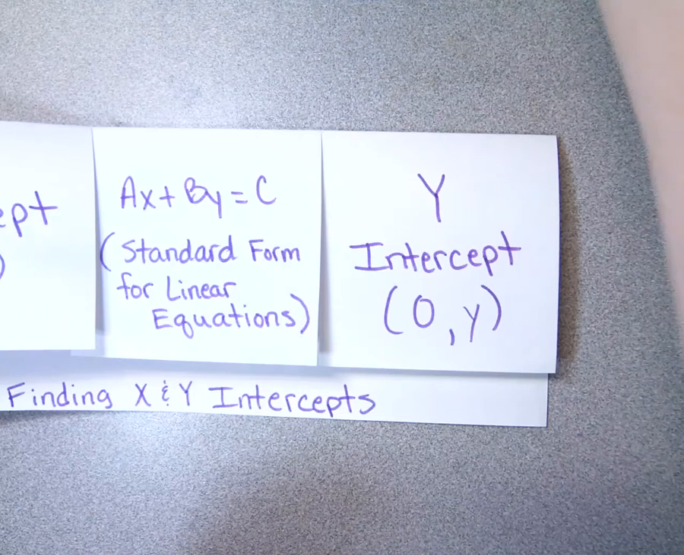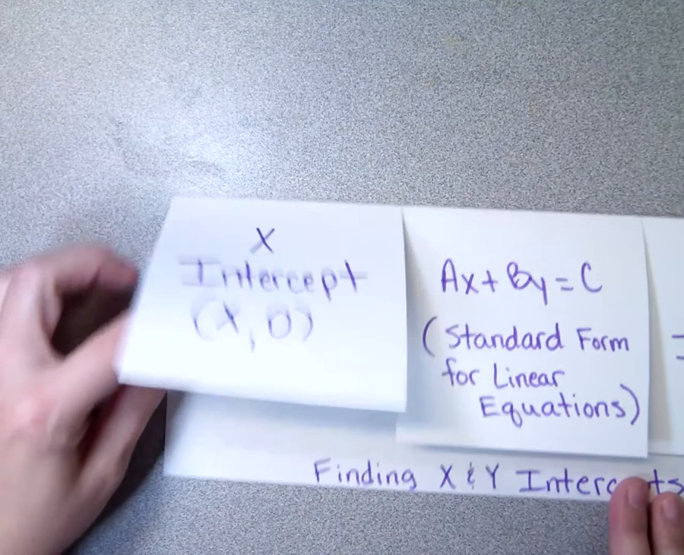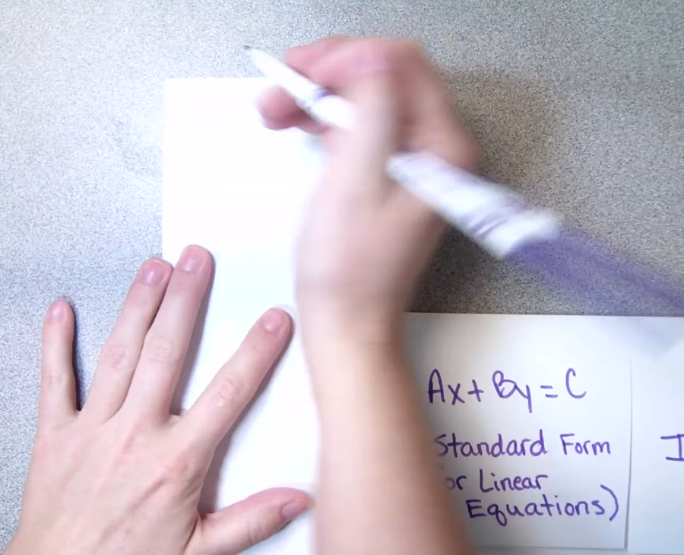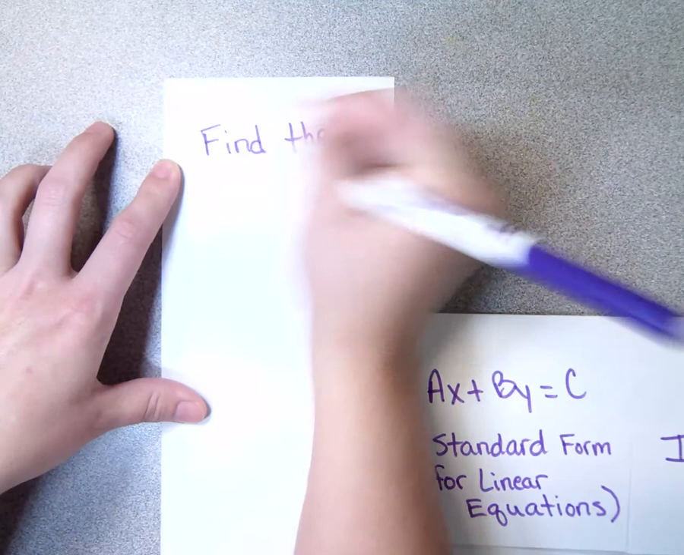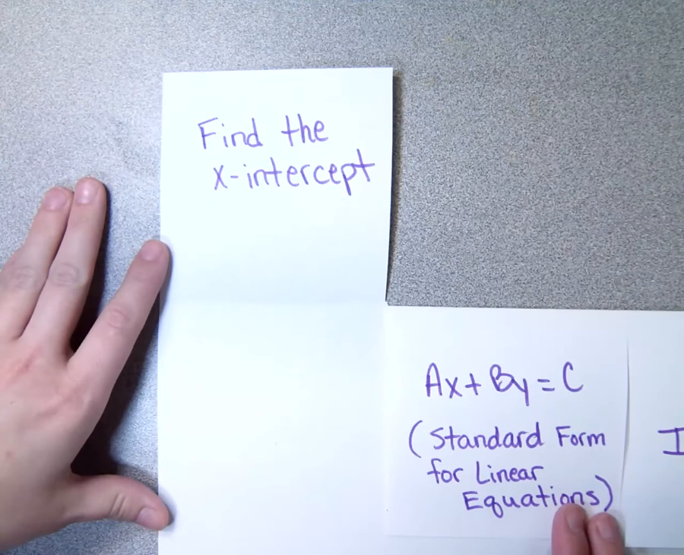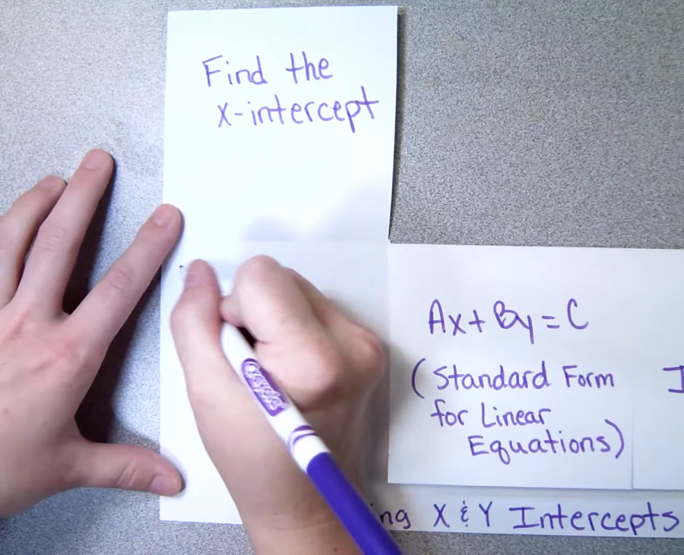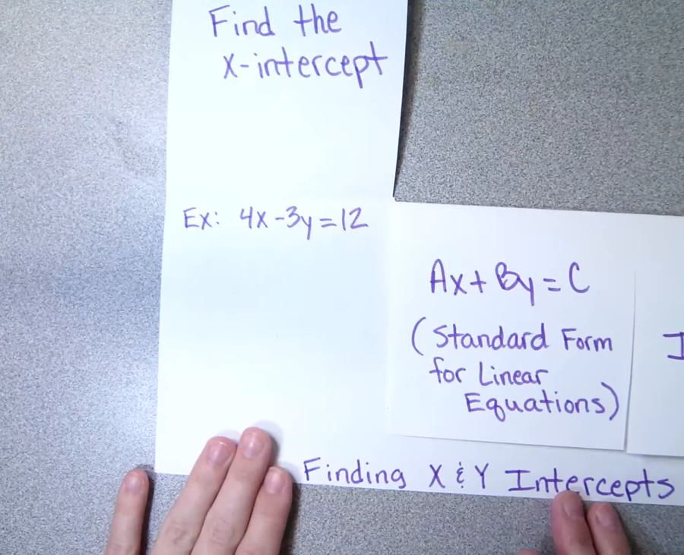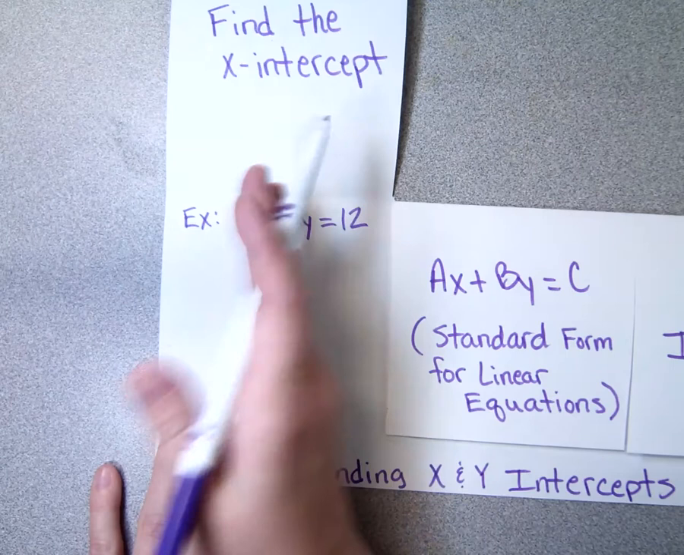Okay, let's flip up our x-intercept flap. In the top piece, let's write, find the x-intercept. Okay, down here in the next section, let's write down our problem, which is 4x minus 3y equals 12. This equation is in standard form, where the x and the y are on the left-hand side and the constant is on the right-hand side.